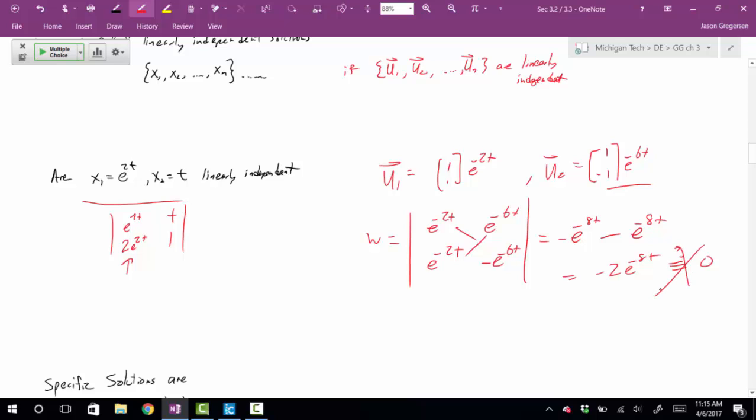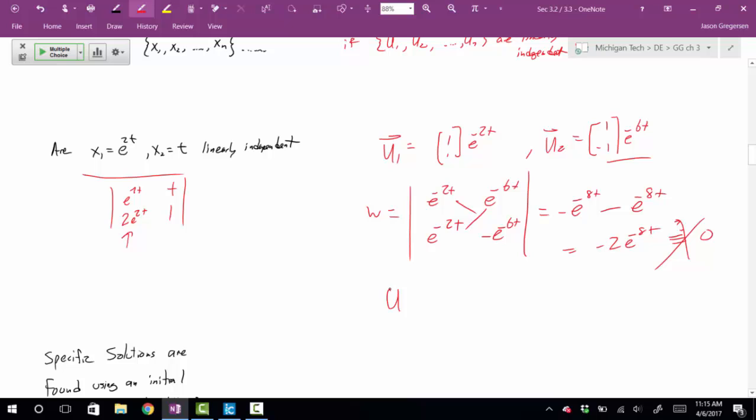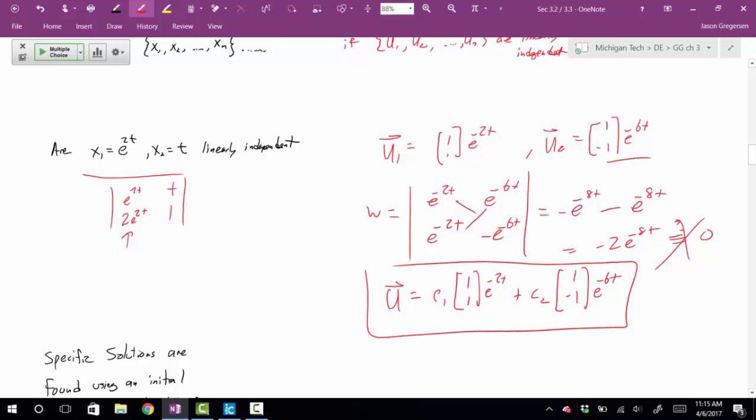Independent or dependent? Independent. Not equal to 0 means independent, which means in this case I can now form my general solution. It's some constant times the first solution plus some constant times the second solution. That is a perfectly good solution form. Any questions there?